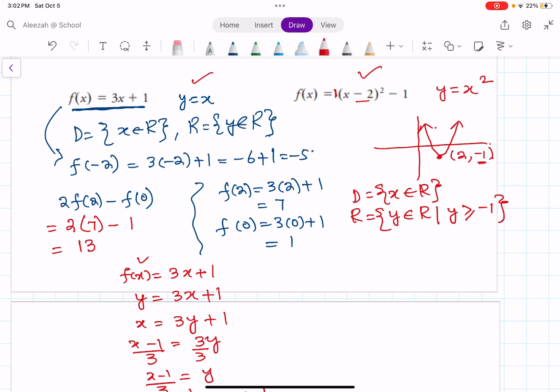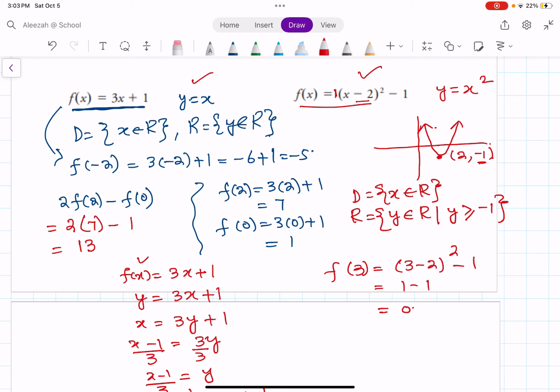And next, what if I have to find the value of the function at a point? Say I have to find f of 3, right? So I plug in x as 3 in my equation. So it will be (3 minus 2) squared minus 1, and that will be 1 minus 1, so that equals 0.